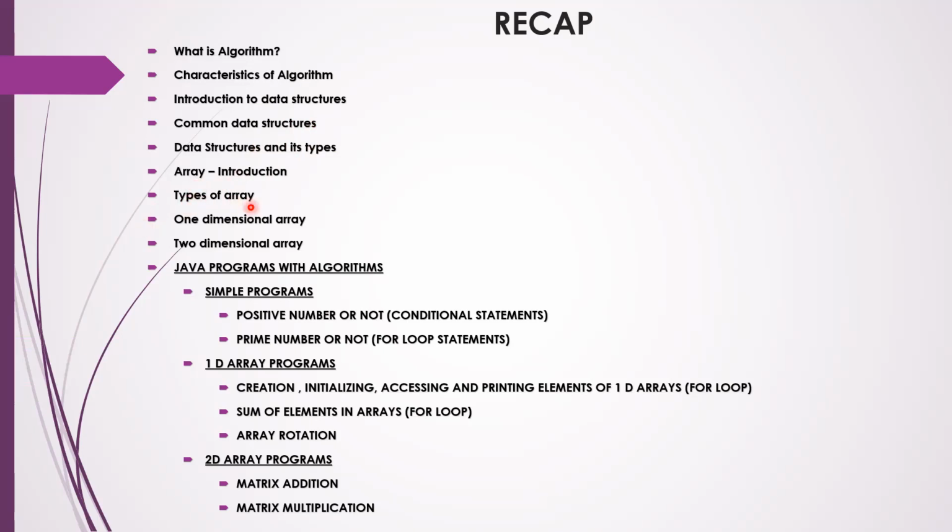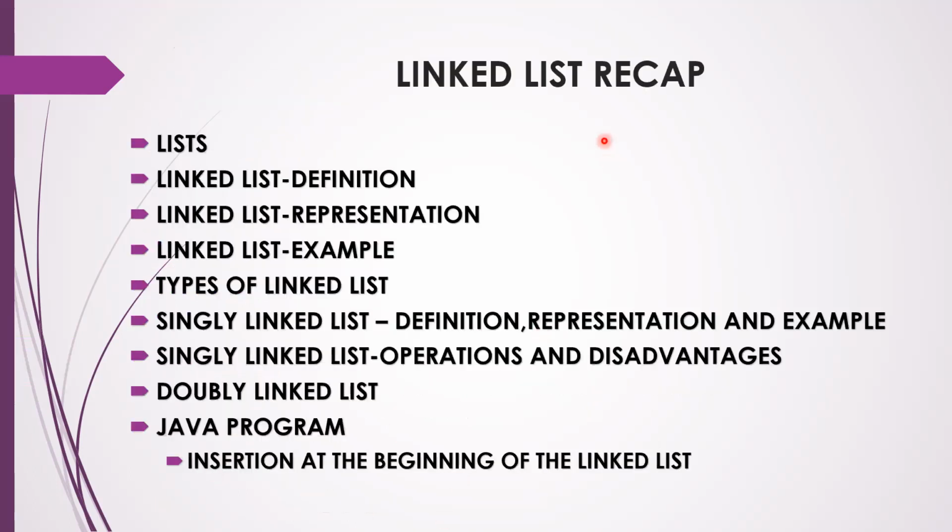And then we saw the types of arrays, one-dimensional array and two-dimensional array, and Java programs with the algorithms. So we saw the simple programs, the 1D array programs and the 2D array programs. And we saw how a list can be implemented using arrays as well as linked list. An array has some limitations which are overcome by linked list. So we saw the linked list definition, its representation, example, and the types of linked list: singly linked list, doubly linked list, circular linked list. And in circular, we had two types: singly circular list and doubly circular list.